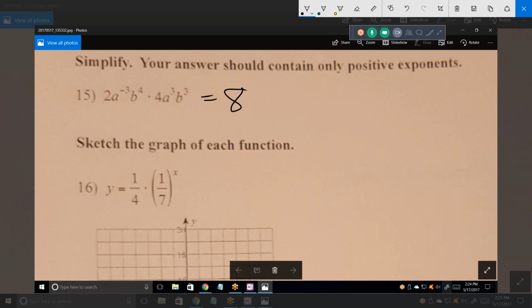Now go to the a variable. What's a to the minus 3 times a to the plus 3? That would make it a to the 0, so 1. We'll even write it as a to the 0. And now what's b? B to the 4th times b to the 3rd, so b to the 7th. And now we'll turn that a to the 0 into 1. So this is our final answer.